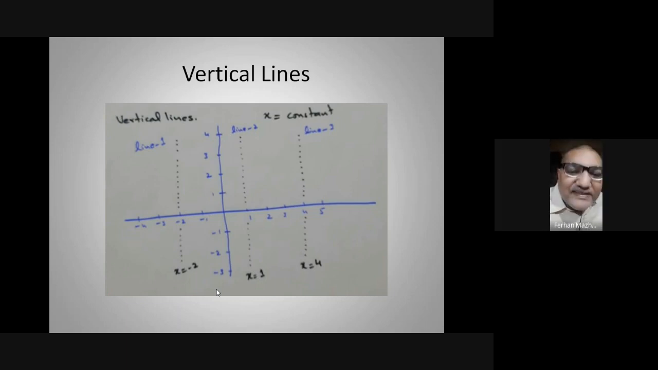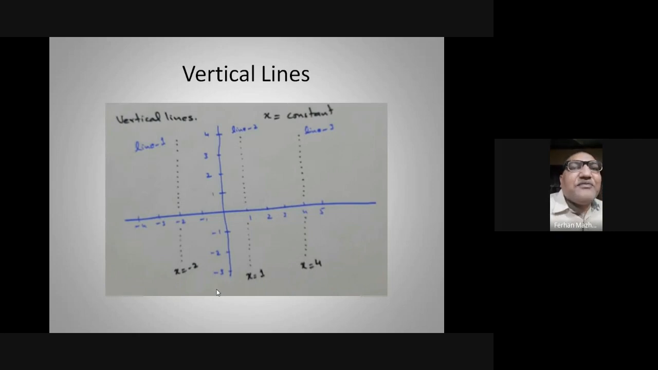Line number one, you can see it's a dotted line, it's a vertical line, it's parallel to the y-axis. Its equation should be x equals to constant. So the question is, what is that constant, or what is that number? That number is equals to the x intercept of that line. And what's x intercept?